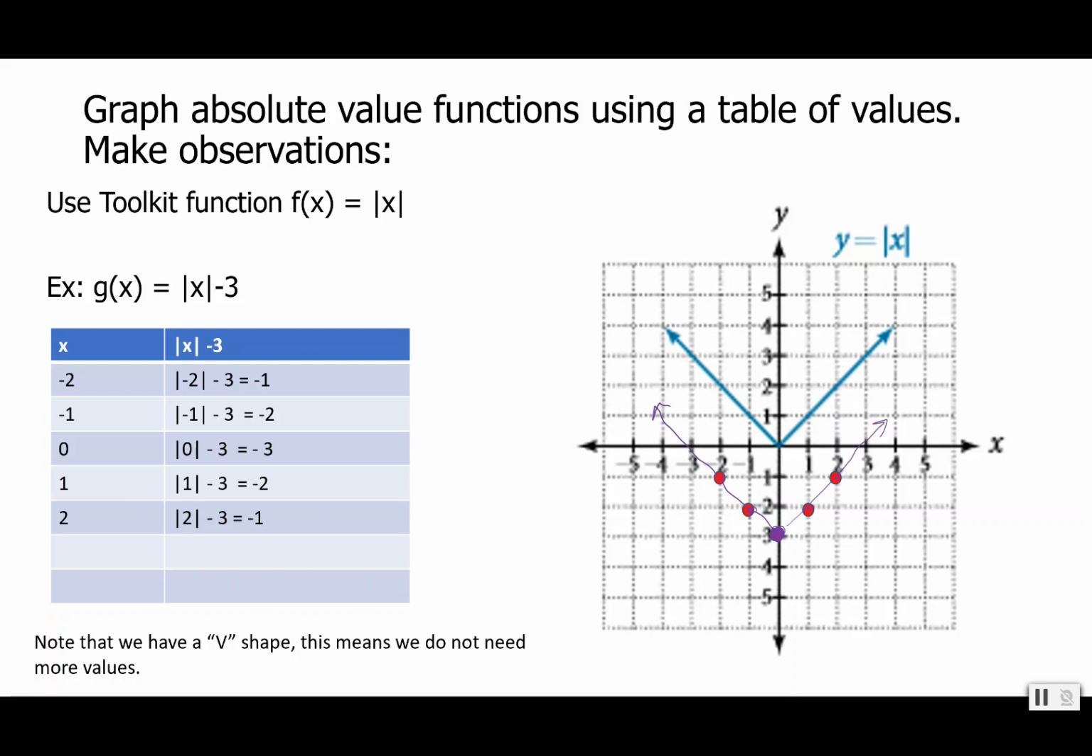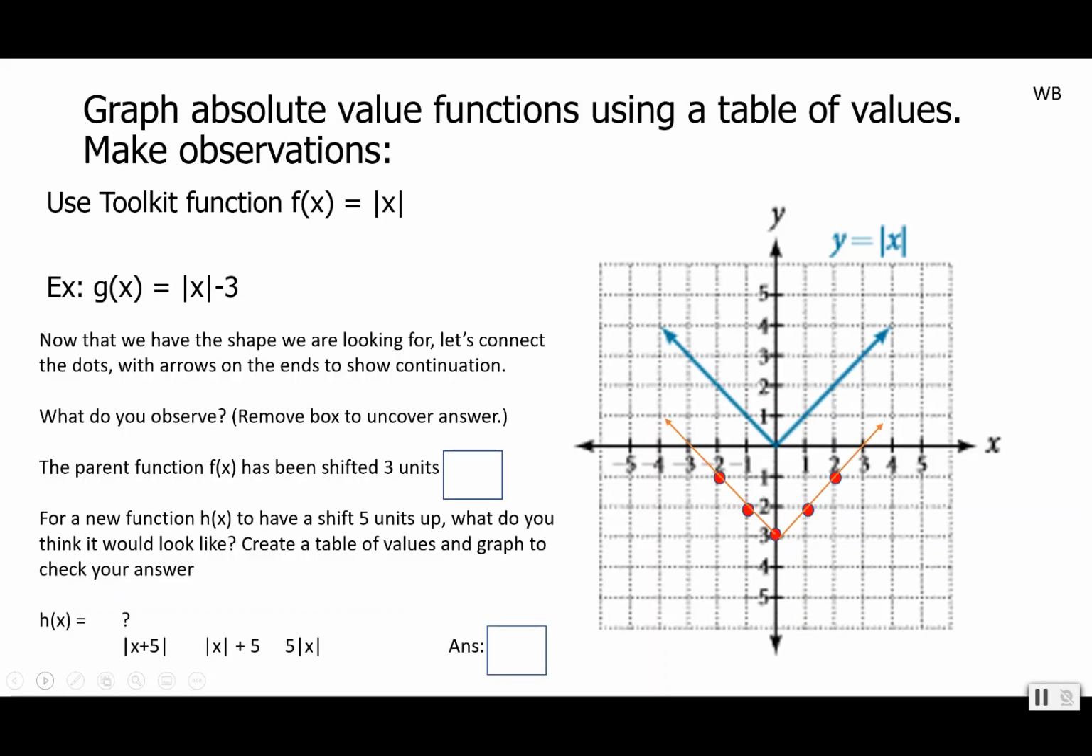So when you observe this, what does it look like happened between the blue graph and the purple one? You can see that it's been shifted down 3 units, right? So the parent function, y equals absolute value of x, for this new function, g of x is equal to the absolute value of x minus 3, it's been shifted 3 units downward.